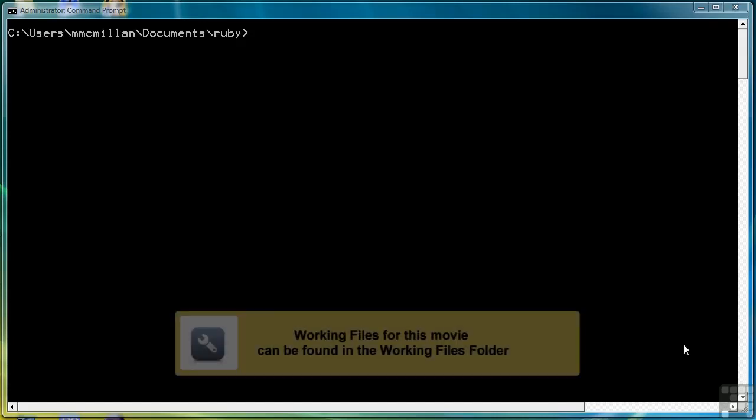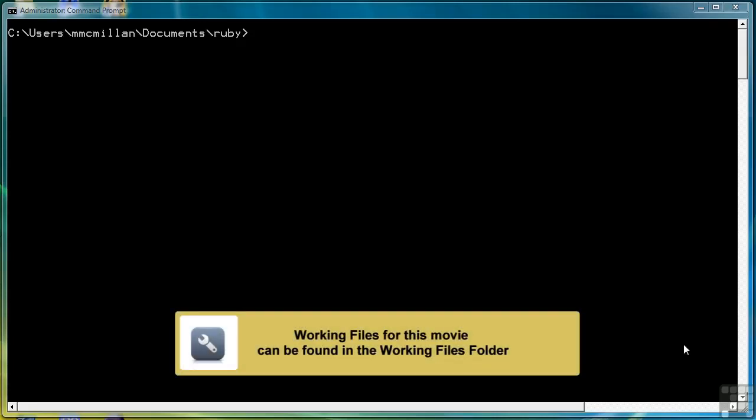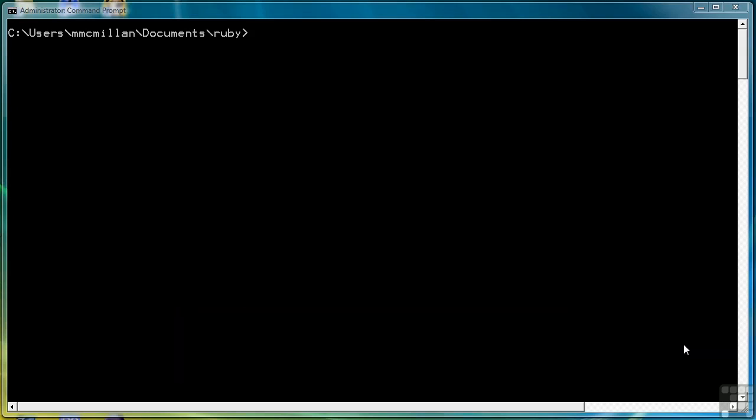In this exercise, I'm going to demonstrate how to write a few formulas in Ruby to perform arithmetic and to execute a couple of mathematical functions. So let's get started. We're going to call this formulas.rb.